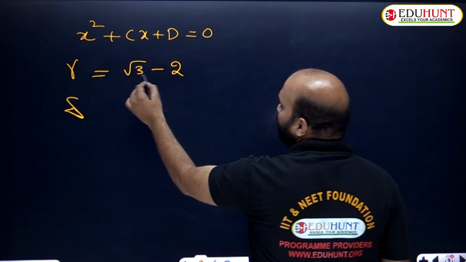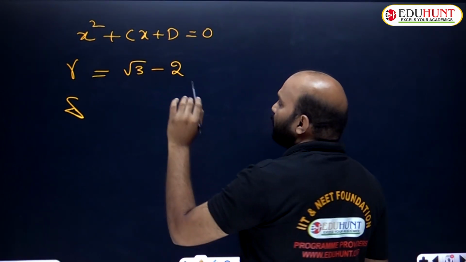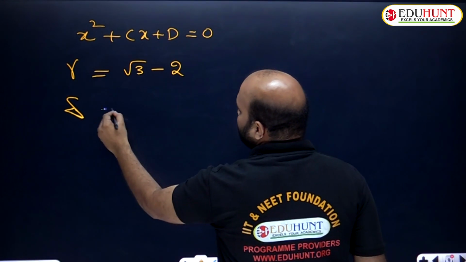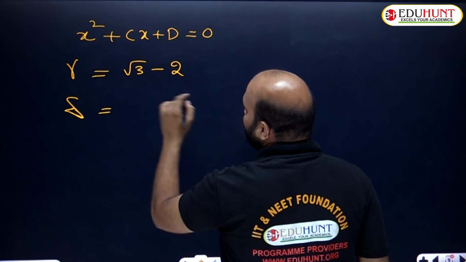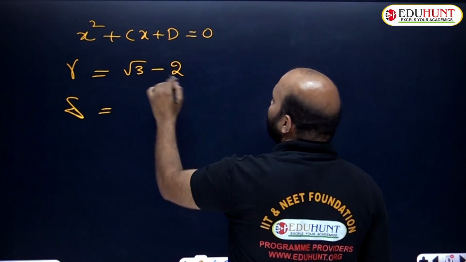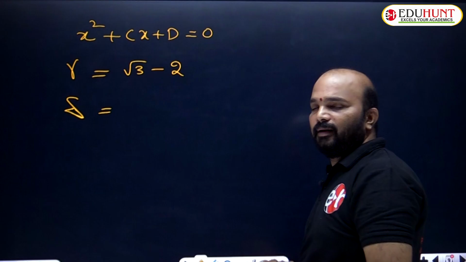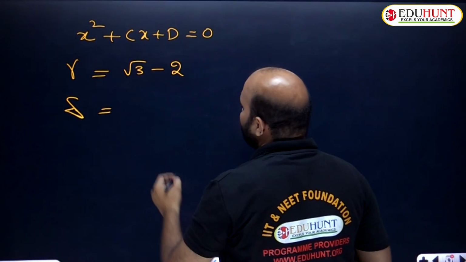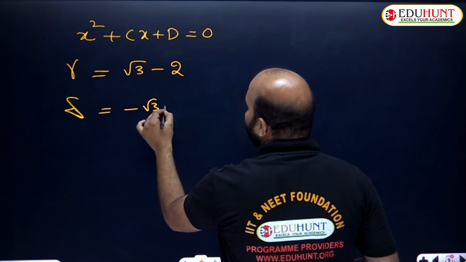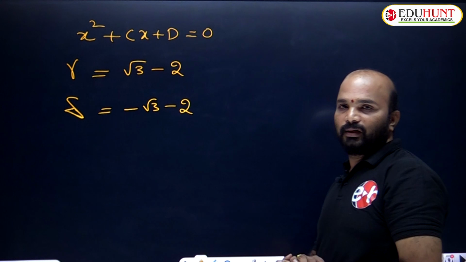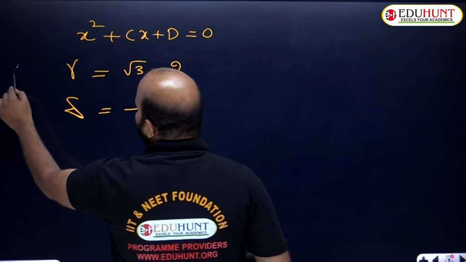Here in that part root 3 is an irrational number, but the conjugate only applies for the irrational number. So what is another root? Root 3 minus 2 is one of the roots of the given quadratic equation. So what is the conjugate part? Minus root 3 minus 2 is the other root. Am I clear? So clearly we need to notice that.